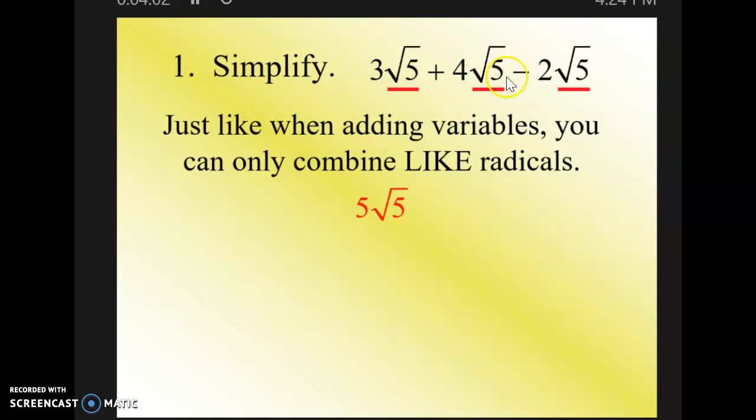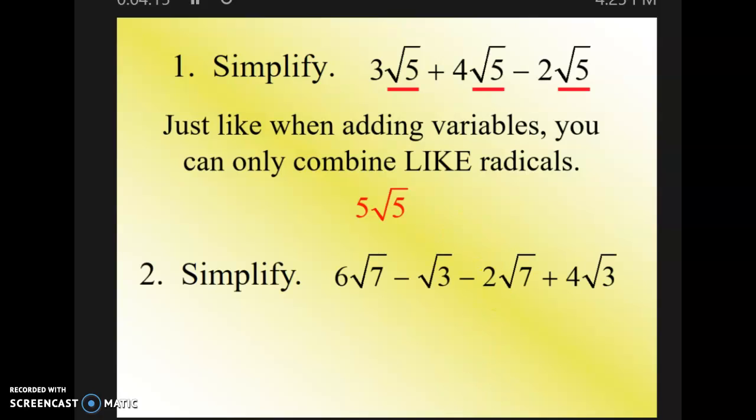Again, if you were to put this in the calculator, you'd get a decimal. And then if you put 5 square root 5, you would get the same exact decimal, so you can check your work here. Okay, let's look at another one.